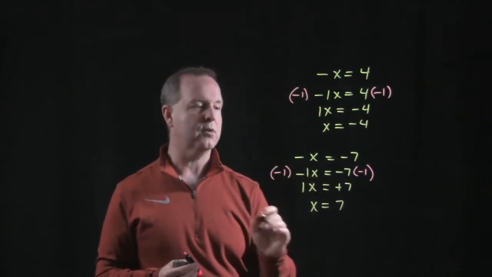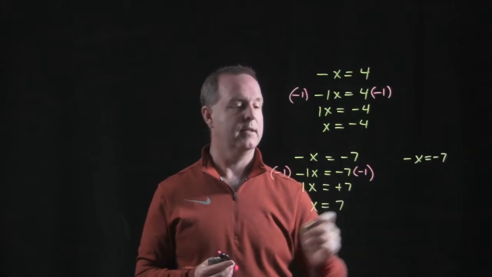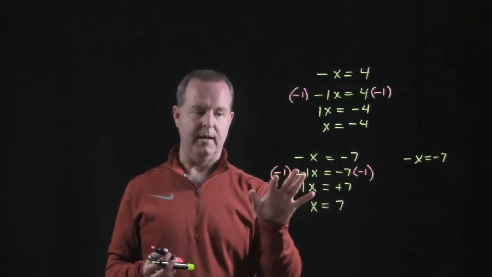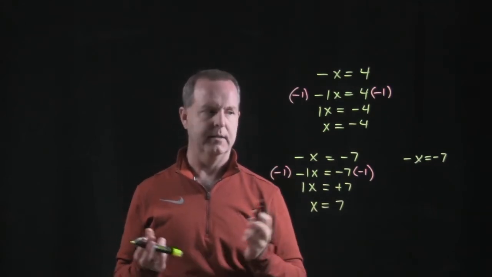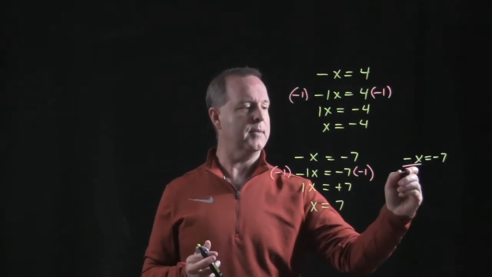Some of you might also notice that if I look back and I have negative x equals negative 7, and you're going, Willie, wait a minute, you multiplied both sides by a negative 1. Can't I just divide both sides by a negative 1? Well, what do you mean? You mean something like this?